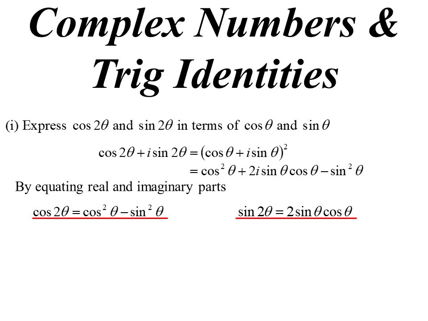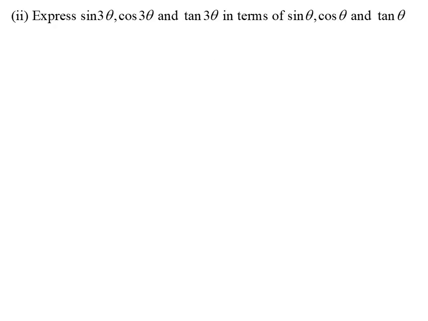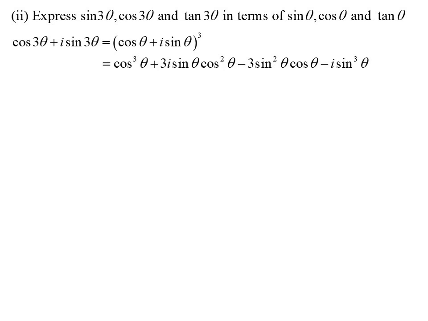So all right, let's take it a step further now, because if we had to find a relationship for sin 3 theta and cos 3 theta and tan 3 theta, we would have been applying those sum and difference formulas a couple of times and double angles, and eventually we would get there. But let's use the same idea. Cos 3 theta plus i sin 3 theta would be cos theta plus i sin theta cubed. So I'll expand that out. Cos cubed plus 3i sin theta cos squared minus 3 sin squared cos minus i sin cubed. Equate the real and imaginary, and there we go.